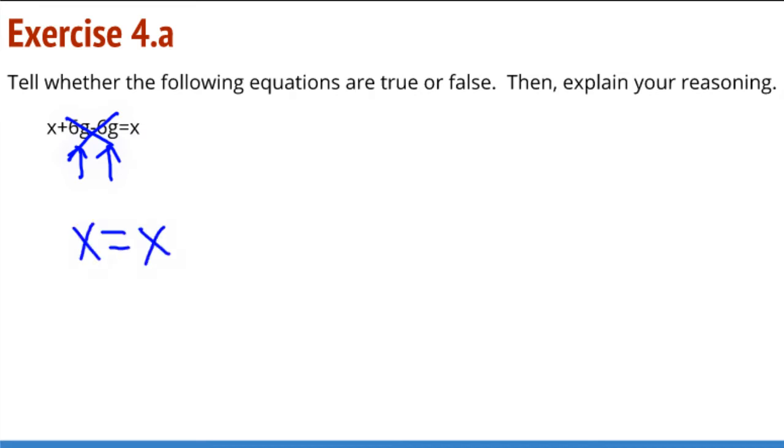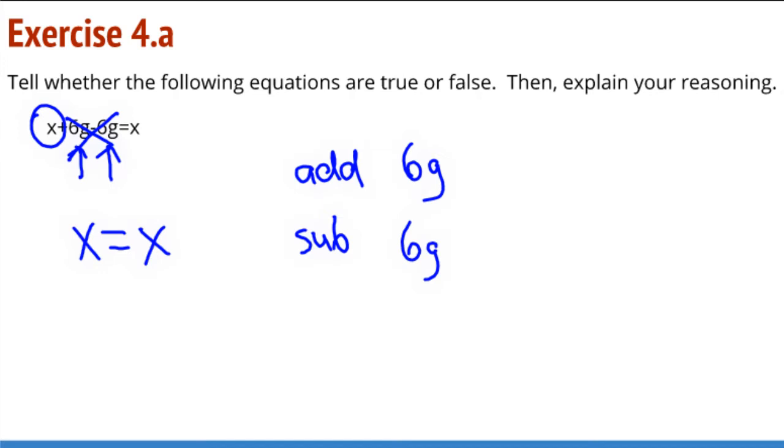So if I add 6g and then I subtract 6g, it leaves me with what I started with, which is x. And x is equal to x.